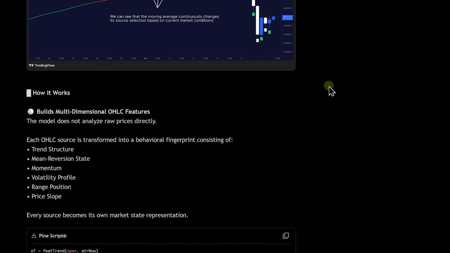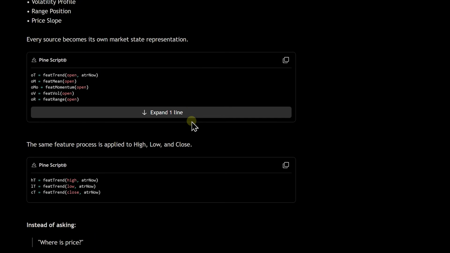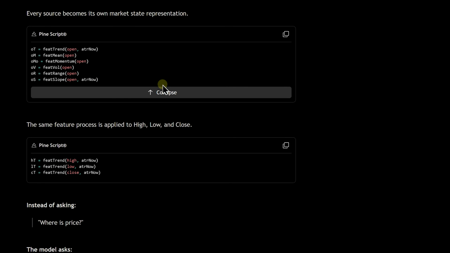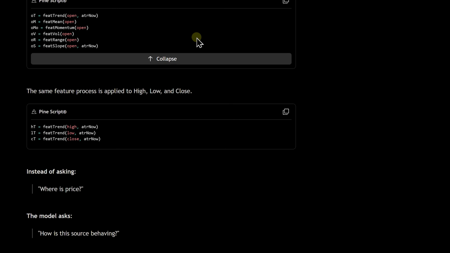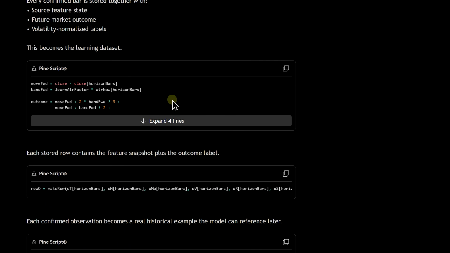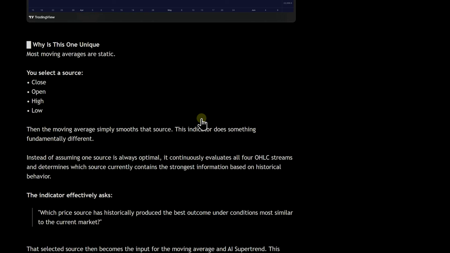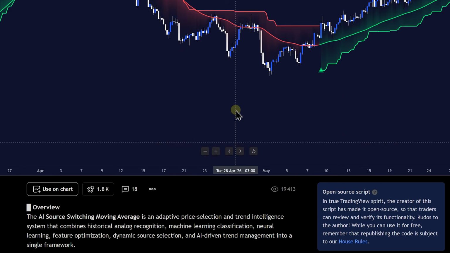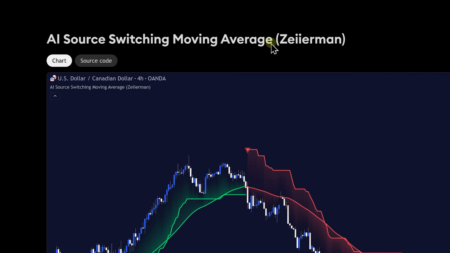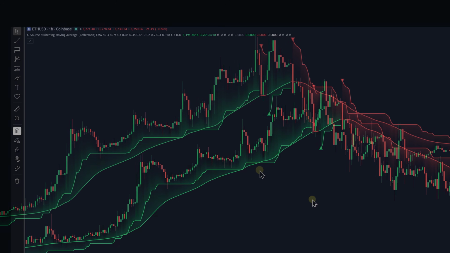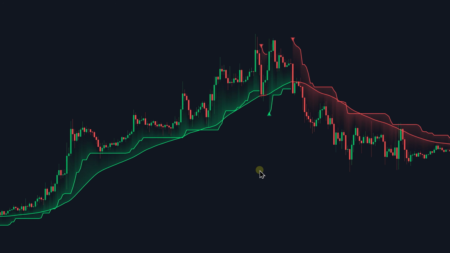Imagine having a moving average that constantly analyzes the market, compares current conditions to historical situations, and automatically switches between the high, the open, the low, and the close prices depending on which source appears to have the strongest predictive value at the moment. Well, that's exactly what this indicator attempts to do. In this video, we're going to take a look at one of the most advanced moving average indicators currently available on TradingView. We'll cover what this indicator is, how it works, the best settings to use, and a complete trading strategy that you can apply immediately.